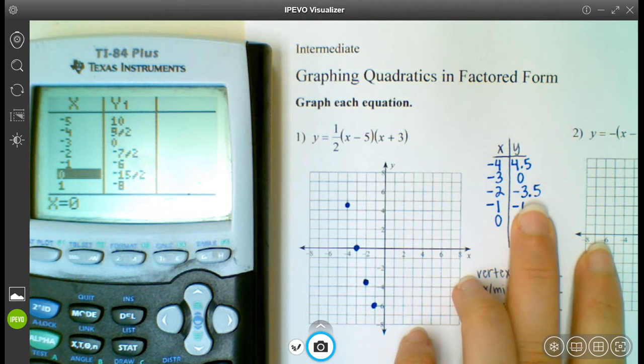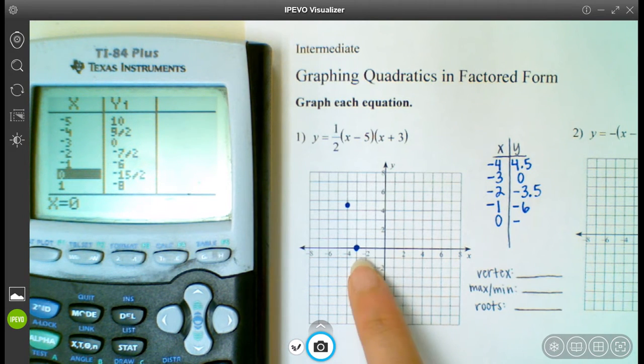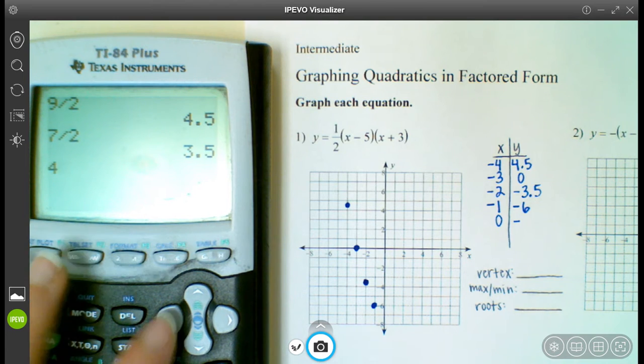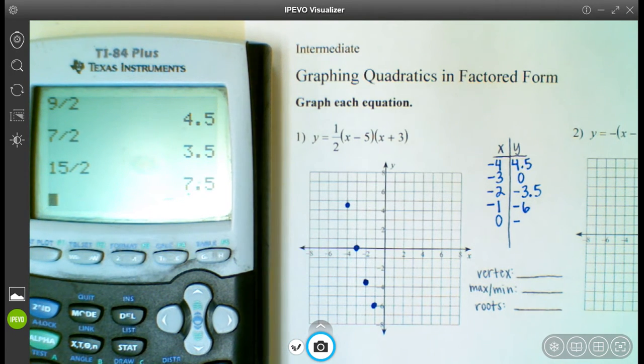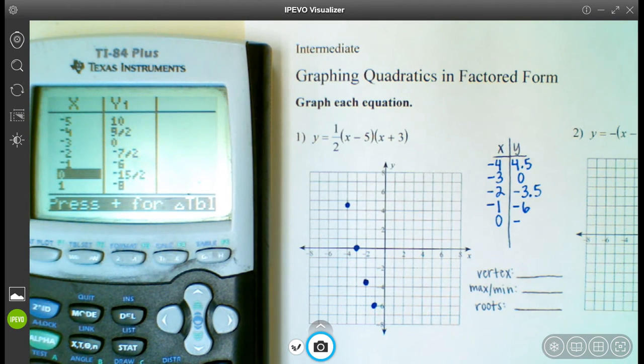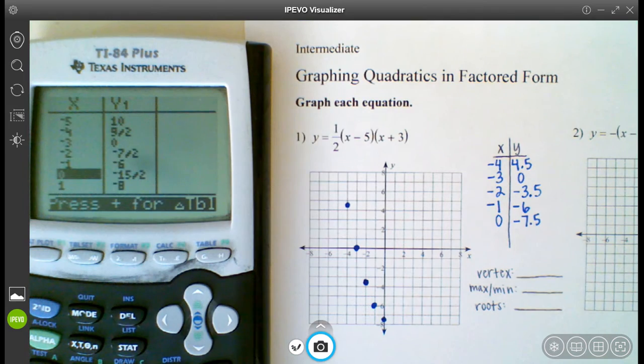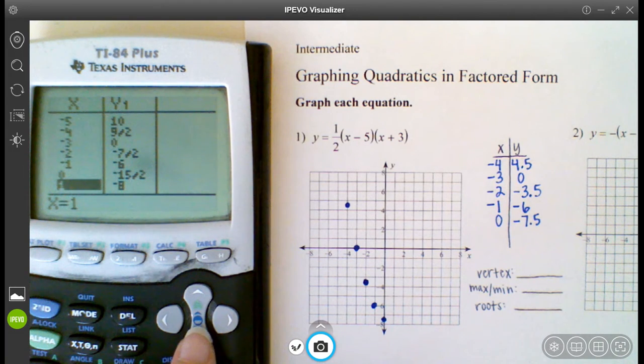So -2, -3.5 would be over left -2 and down 3.5, -1 and then down 6. And then we have this weird guy of 15 divided by 2. So come back out. Oops. And I need to do 15 divided by 2, which is 7.5. And so now let's go back to the table there. So that's -7.5. So at 0, we're down -7.5.